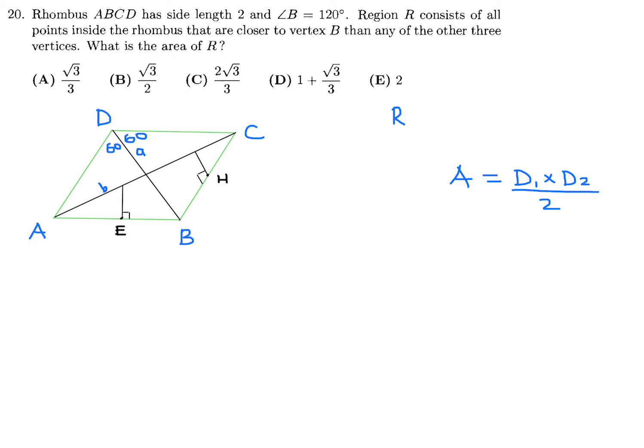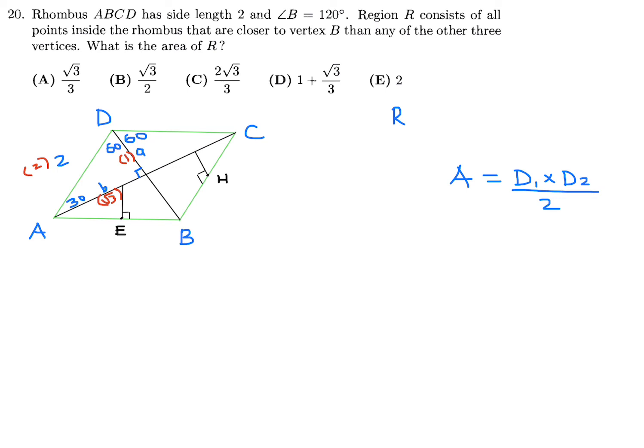Now, diagonals of a rhombus are always perpendicular, so that's 90 degrees. So therefore, this angle must be 60. And we are told in the question that the side length is 2. So the good news is that knowing that the 30, 60, 90 triangle gives us ratios, right? You all know that. We've done that a million times. 2, 1, and root 3 in terms of the ratio of the sides of a 30, 60, 90 triangle.